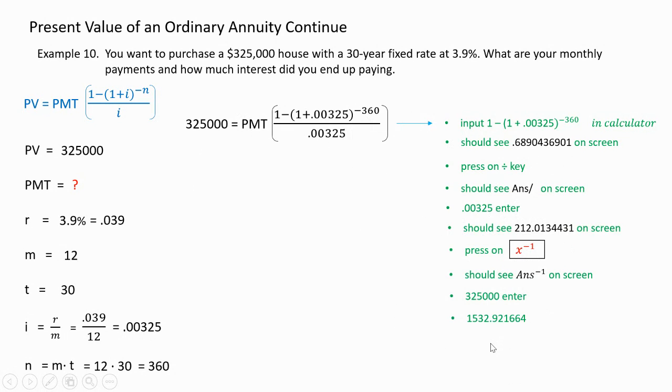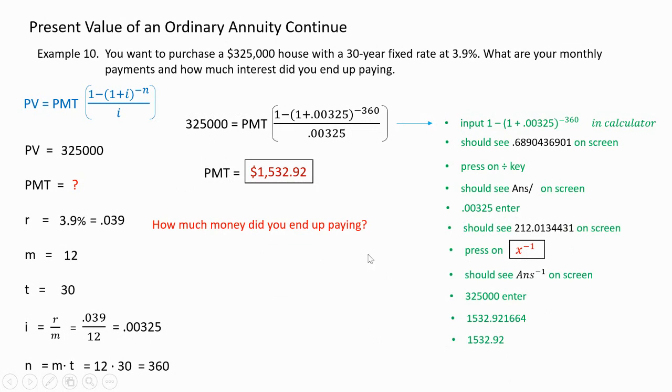So these are your payments: $1,532.92. These are my monthly payments. Can you afford those payments? Well, it depends on the job that you have. So now, how much money did you end up paying?